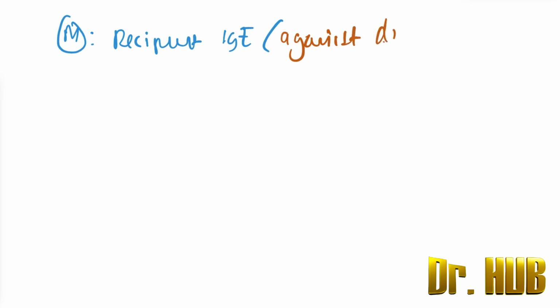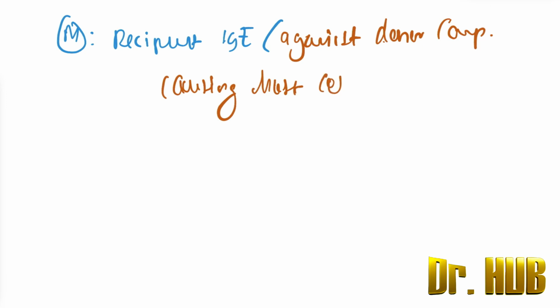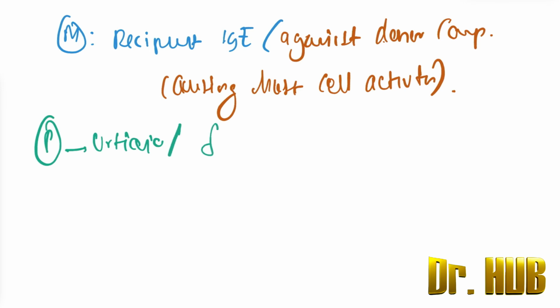Next, we look at the mechanism. The recipient has IgE against the donor components, causing mast cell activation. How does it present? The presentation is by urticaria, as well as flushing and pruritus.